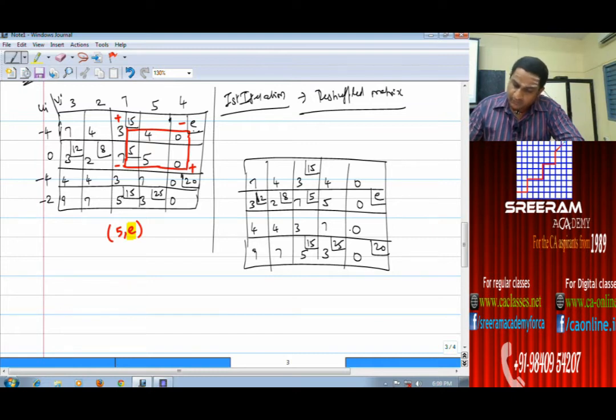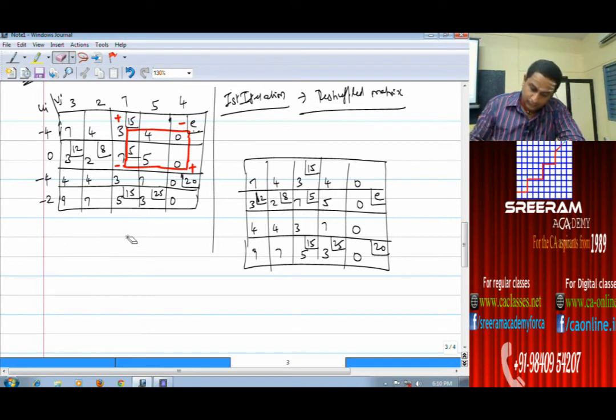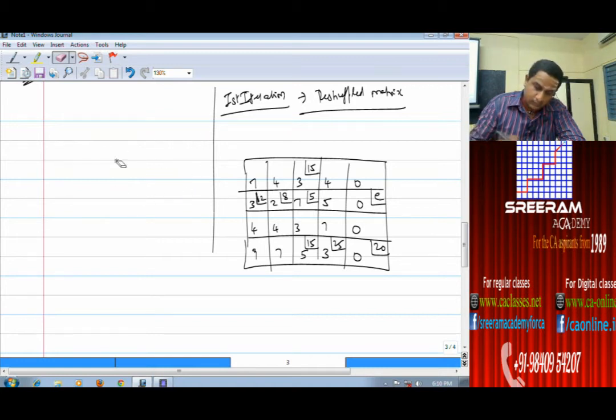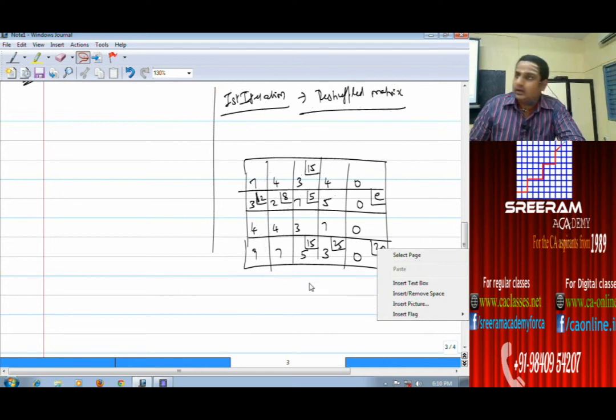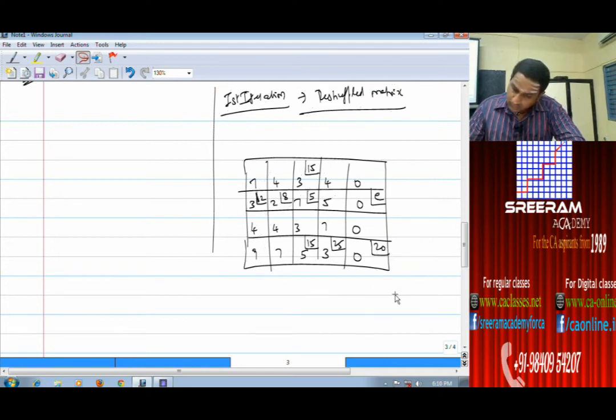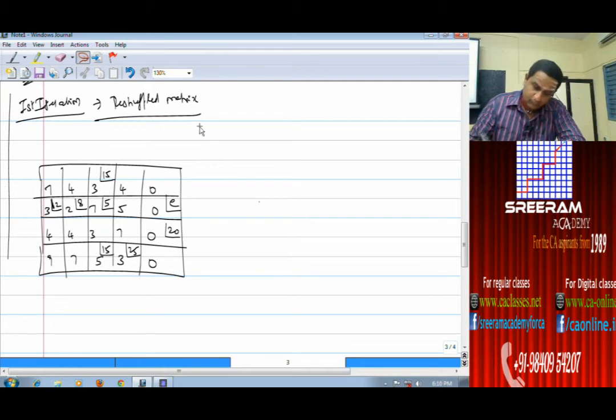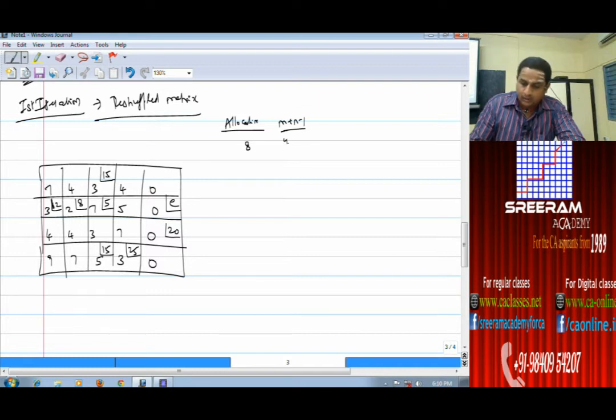One, two, three, 4, 5, 6, 7, 8. Now allocation is 8. m plus n minus 1, 4 plus 5 minus 1, is 8. Both are equal, no degeneracy.